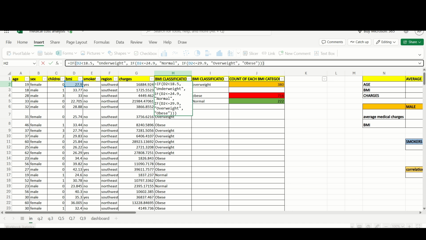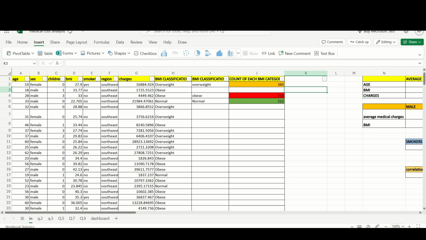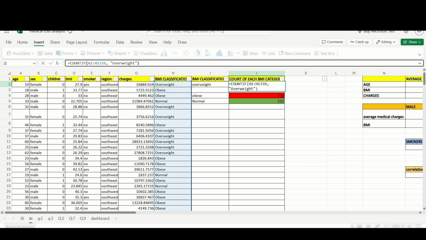This formula will check each person's BMI and assign them a label such as underweight, normal, overweight, and obese based on standard BMI ranges. For example, you can see in the BMI column, a person has a BMI of 27.9, so it will be labeled as overweight. And if it is 33 BMI, then it will be labeled as obese. To count this, I have used the COUNTIF function. So this is the formula for that COUNTIF function.